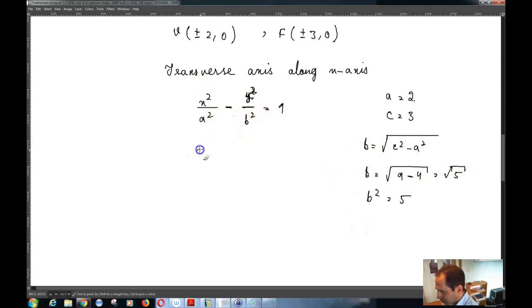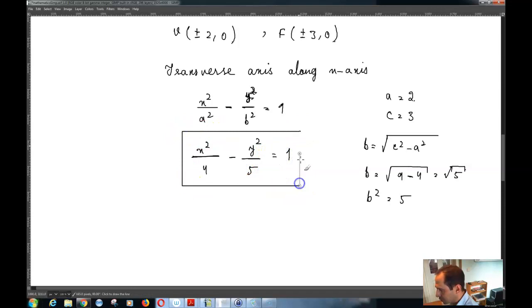So now I can write x squared over a squared, which is 4, minus y squared over b squared, which is 5, is equal to 1, and that is the equation of your hyperbola. I suppose they have simplified this, meaning that number 7, they have written it exactly like this as well, so we don't have to simplify anything really.